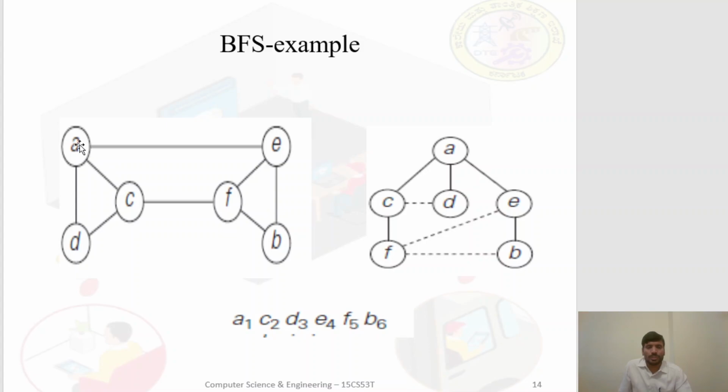So first we visit all the immediate adjacent nodes of the starting vertex, that is from A1, C2, D3 and E4. Followed by this, the next level branching we visit, that is after E4 its adjacent vertices are F and B, hence F5 and B6. So this is the order of visiting the vertices. So this is the solution of this example, that is A, C, D, E, F and B. Okay, students.